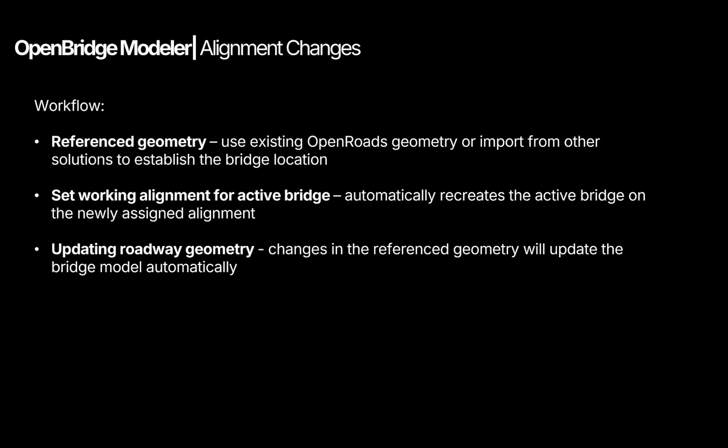And then if any roadway geometry changes in the application, for example, OpenRoads, as we reference that information into OpenBridge, the changes are reflected immediately. And if there is a bridge placed along that geometry, the bridge will also react immediately as well.